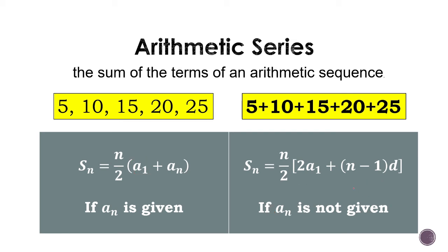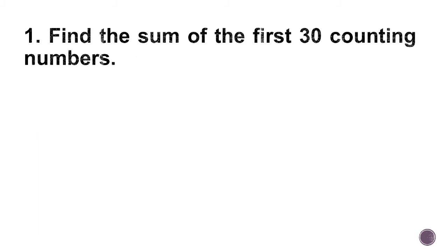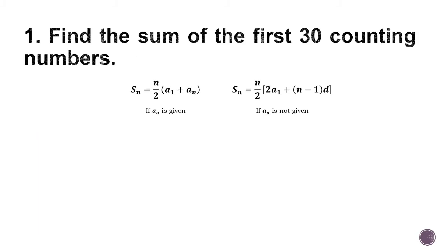So let's have an example. Find the sum of the first 30 counting numbers. What formula are we going to use in this problem? Let's identify the sequence and whether the first term and the last term are given. When we say counting numbers, these are the natural numbers. These are the numbers that we use in counting. And we all know that when we count, the first number is 1. Since the sequence involved here is just the first 30 counting numbers, I think you already know what the last term is. And the last term is 30.